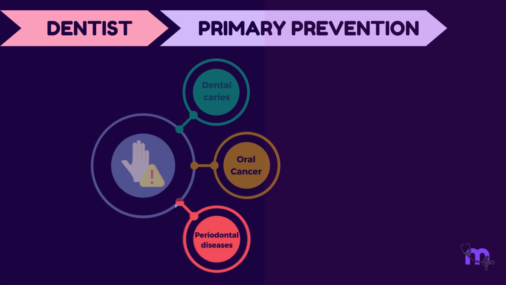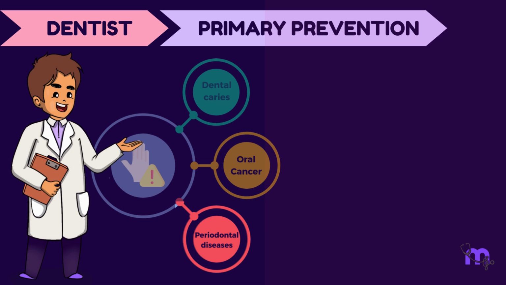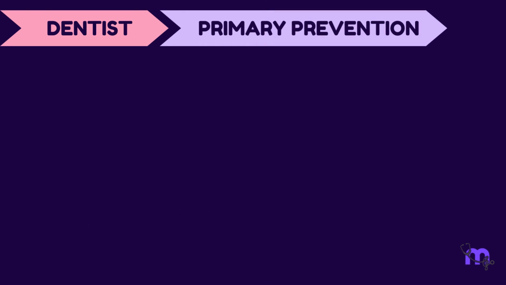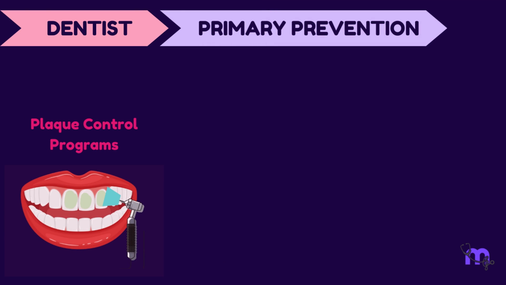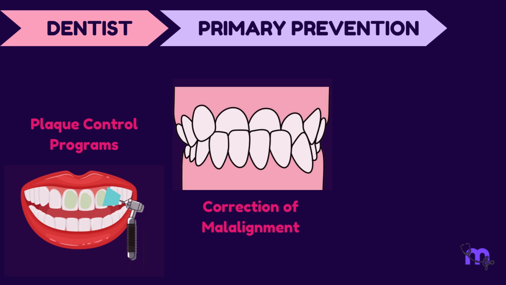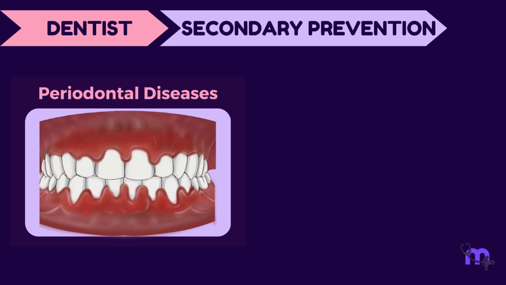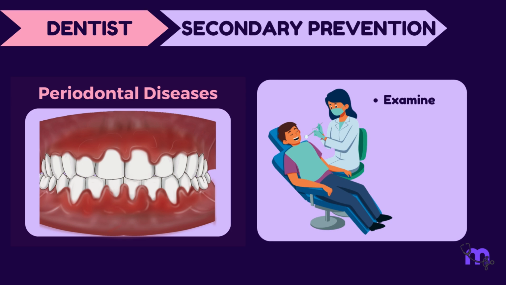In the case of periodontal disease, similar to oral cancer, the dentist can primarily educate the patient about proper brushing and flossing techniques and recall them at regular intervals to ensure reinforcement. Specific protection here would include organizing plaque control programs, correcting malaligned teeth to avoid food getting stuck, or something as basic as routine dental cleaning as a prophylactic measure. In case a periodontal disease has surfaced, the dentist must examine the case completely and choose to do curettage or corrective restorations as deemed necessary.